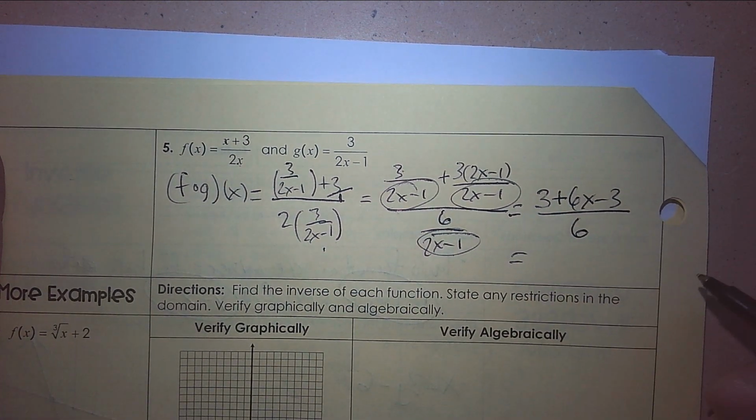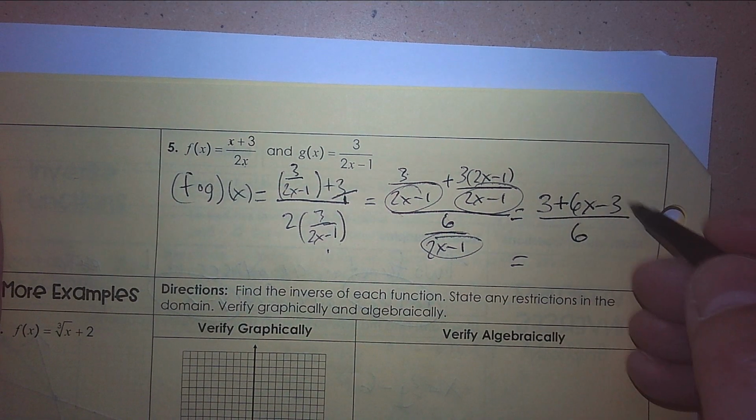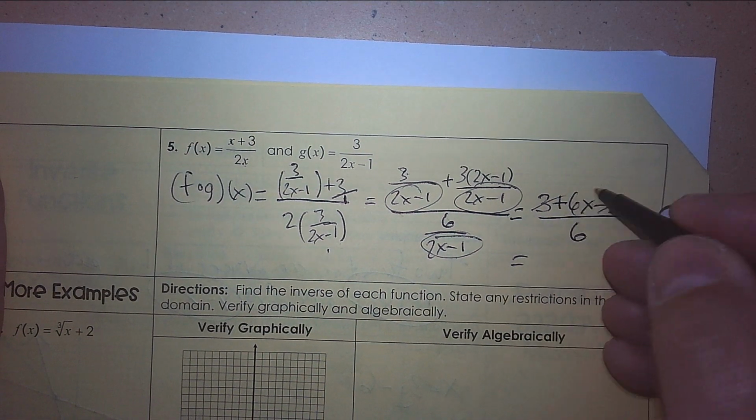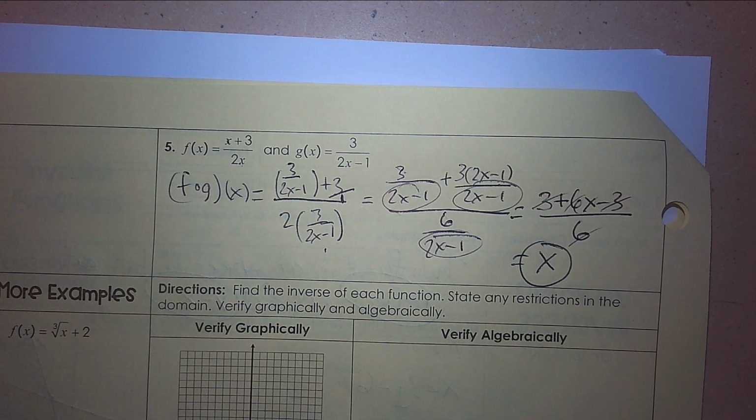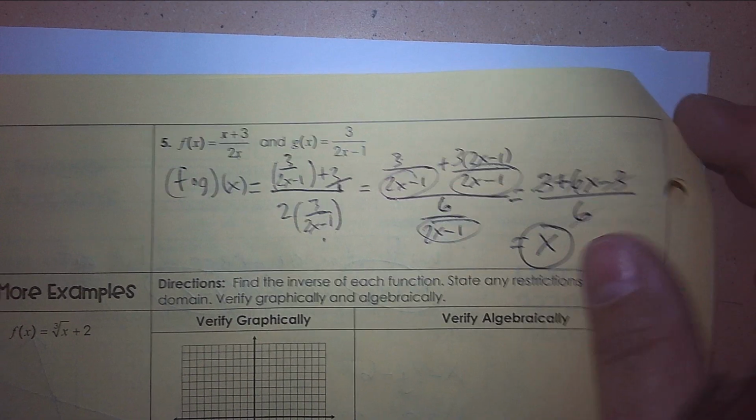Can you see where we're going now? 3 take away 3 is, and 6 divided by 6, what am I left with? So if you do the algebra correctly, and irrational is the most challenging, then you see it. So, 6, 7, 8, 9.